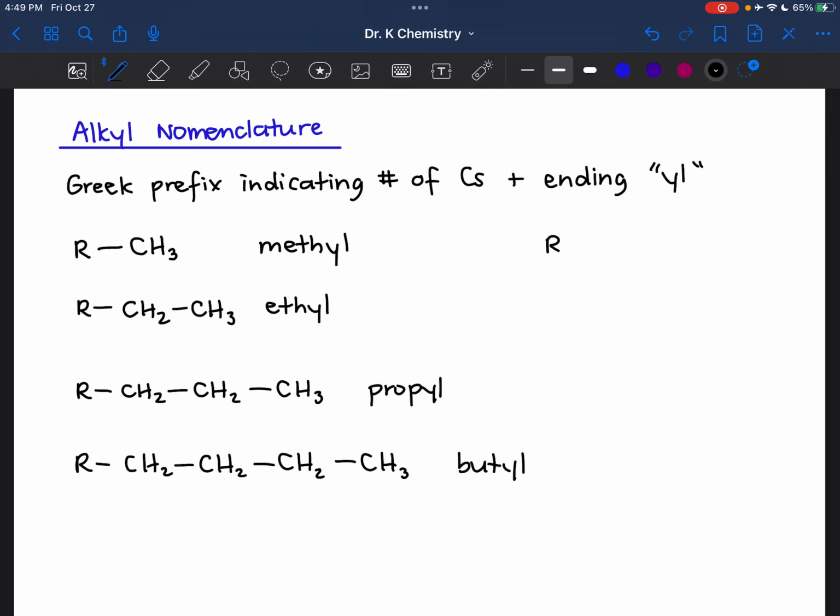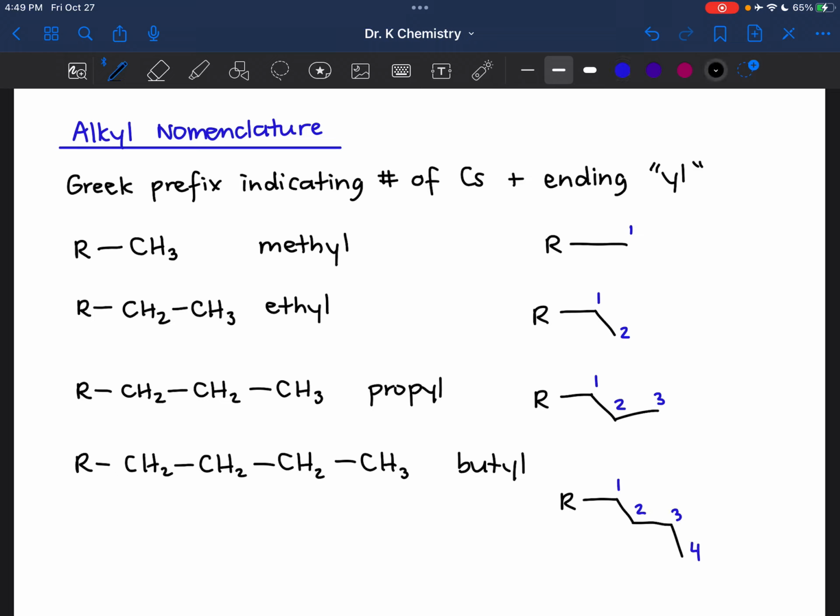We could also represent these in a line angle format. So for methyl, it would just be a line indicating that there's one carbon over here that I'm not showing. For ethyl, we would have a little curve over here. So there's one carbon here and another one here. In propyl, there would be 3 carbons. And in butyl, there will be 4 carbons.